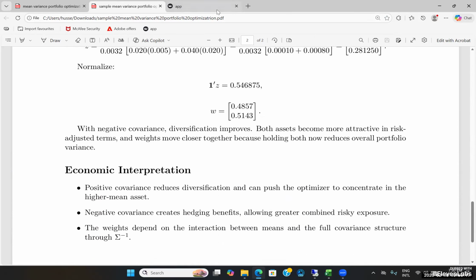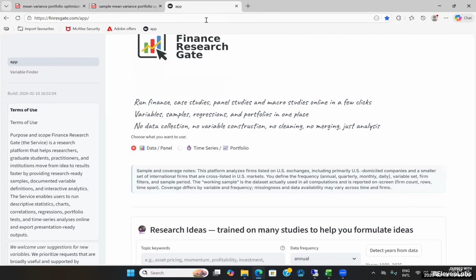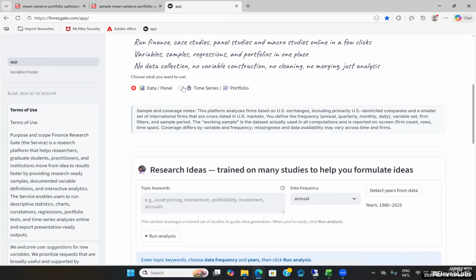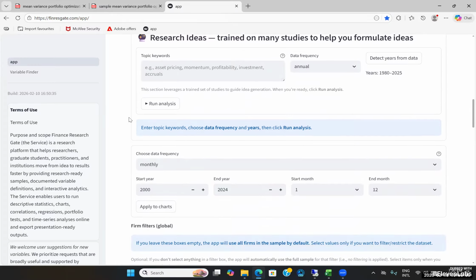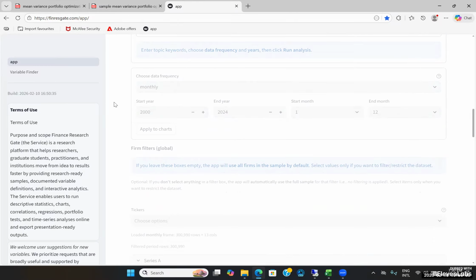So to effectively apply this particular concept, we'll be making use of the resources available through the Finance Research Gate. Within that environment, I'm planning to access and work with the relevant time series datasets, and for our specific analysis, I'll then proceed to select the monthly frequency option. I'll begin by selecting the starting year, which I'll set to 2000, and then I'll choose the ending year as 2024. This covers a total span of 24 years.